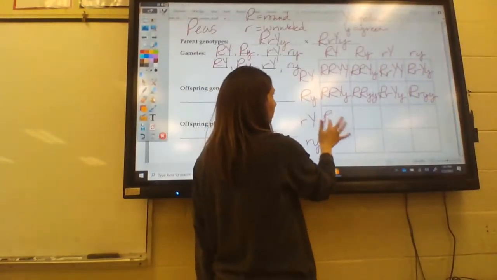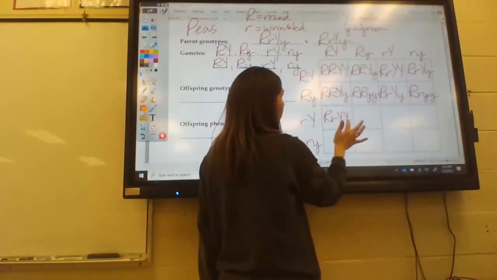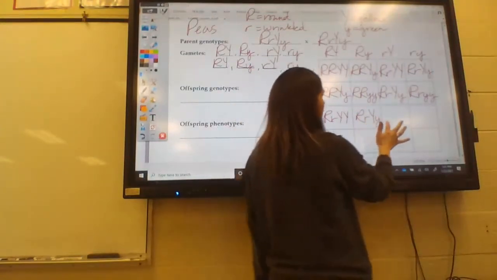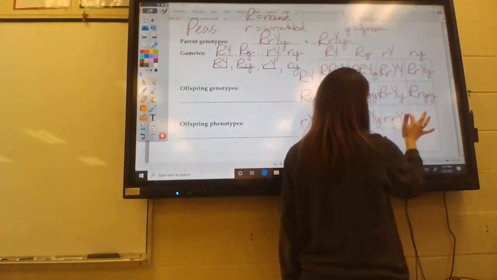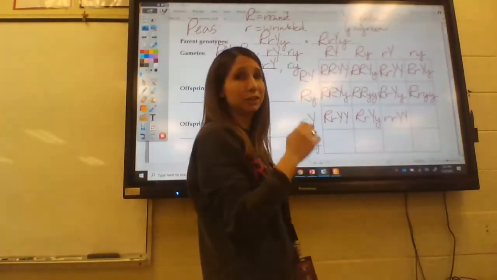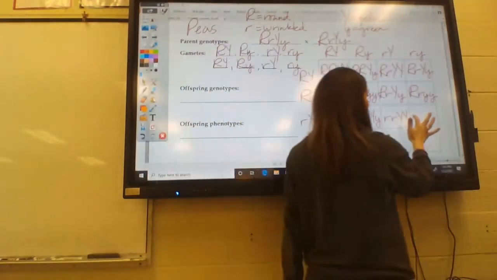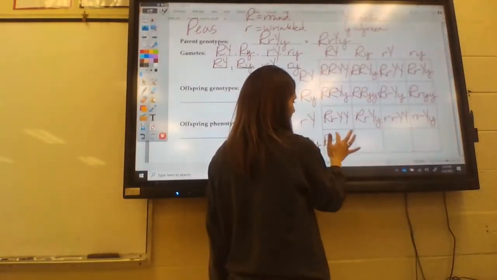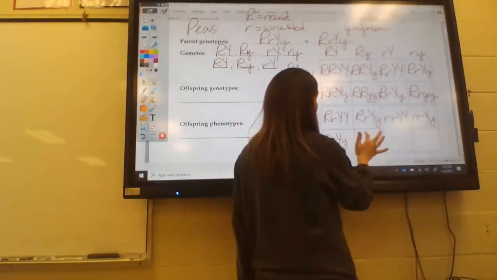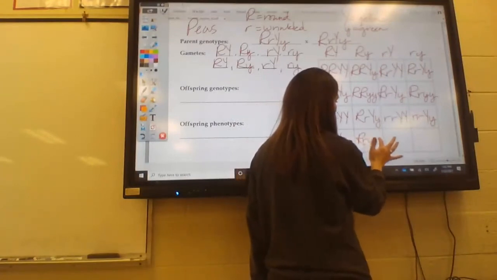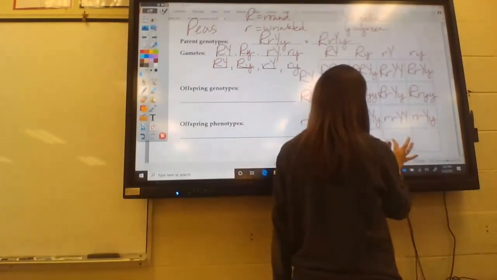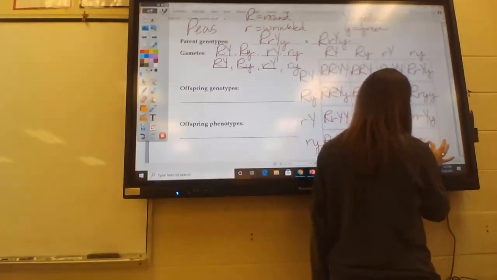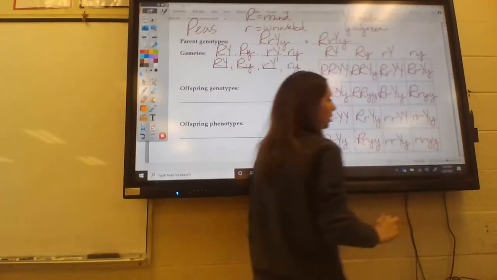Next row, big R, big Y, big Y. Big R, big Y, little y. Little r, big Y. Again, one of those weird kind of looking genotypes. Little r, big Y, little y. Big R, big Y, little y. Big R, little Y, little y. Little r, big Y, little y. And the last, never least, little r, little y, little y.